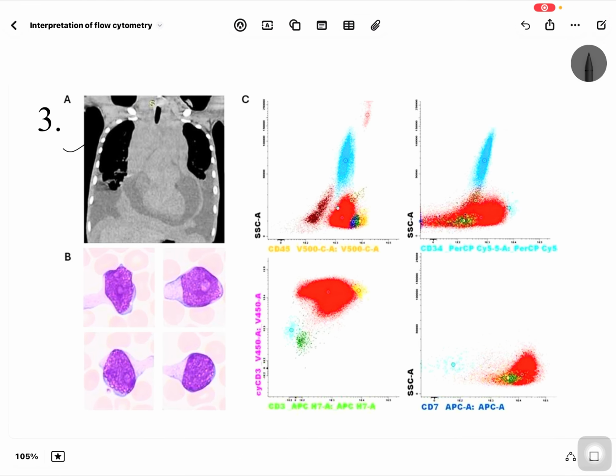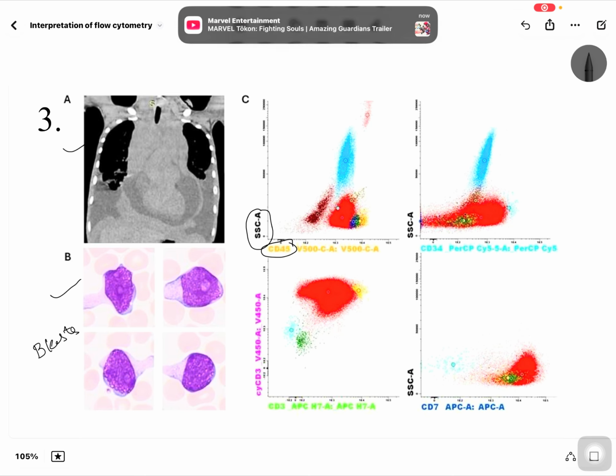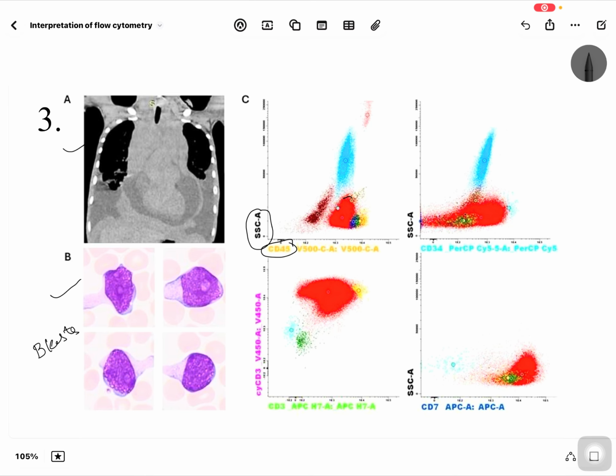Sometimes the examiner gives you the diagram and then gives you the peripheral smear. What do you see? We see this blast. Can you see the N:C ratio is increased? Nuclear irregularity is seen and there is coarse nuclear chromatin. So we understand from this that these are blasts. Now let's correlate it with flow cytometry. So SSC and CD45. This population is of blasts.